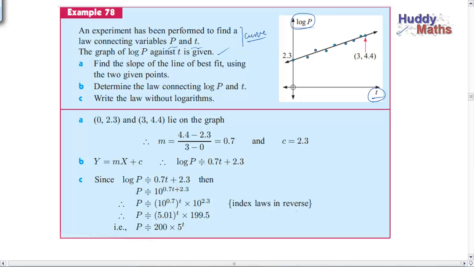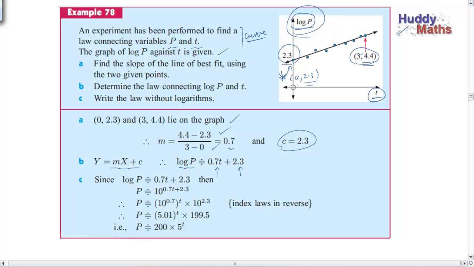Okay, so let's try and find the slope of that. So we could take 2 points on it. We could take this one here, (0, 2.3), and this (3, 4.4). Okay, so using the graph, the y step over the x step, delta y on delta x, is 4.4 take 2.3, over 3 take 0, which is approximately 0.7 here. So here we would have the formula log p, remember it's not y up here, it's log p now, is approximately 0.7t plus 2.3. And 2.3 is the y-intercept, which we've read off up here.